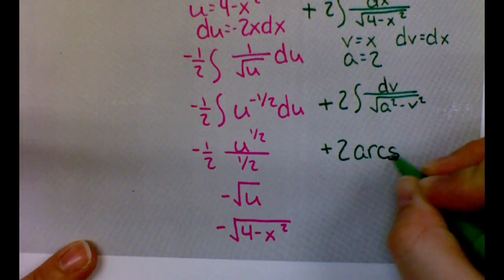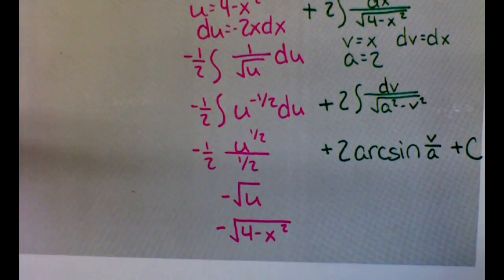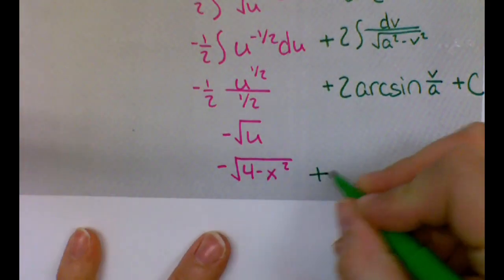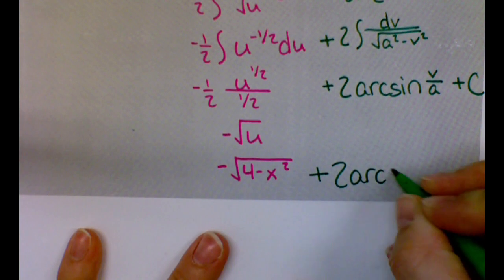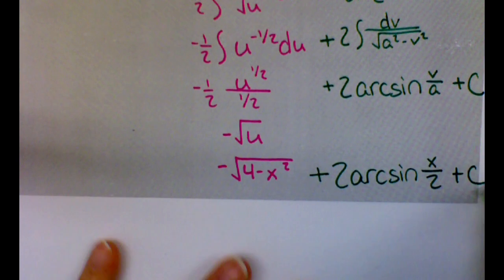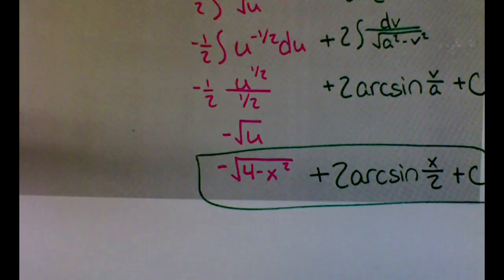Arcsine of v over a plus c. Now we just plug back in v and a. So we are adding 2 times the arcsine of x over 2 plus c to our final answer. And there we have it.